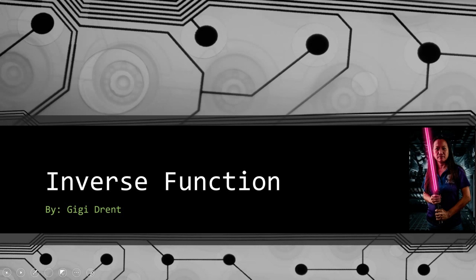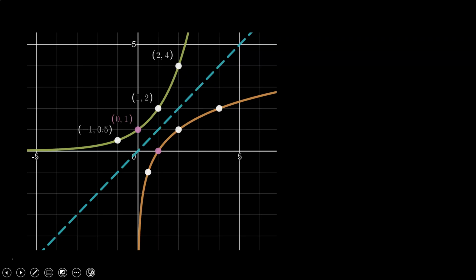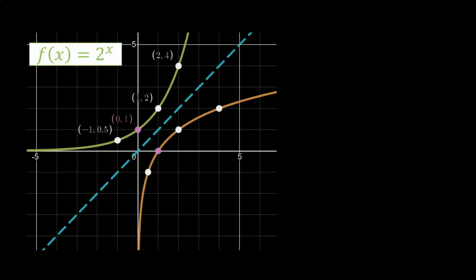In this video, we will be talking about the inverse function. Let's take a look at this example here. We have this green graph there. If you take a look at the green graph, we know that that is the parent function 2 to the x, right? So you have the points (0, 1), (1, 2), (2, 4), (-1, 1/2). That's a parent function, 2 to the x.